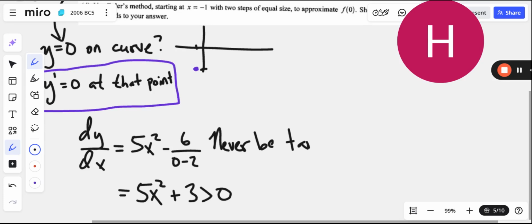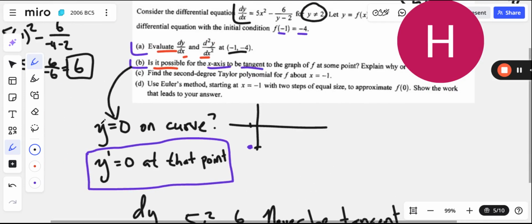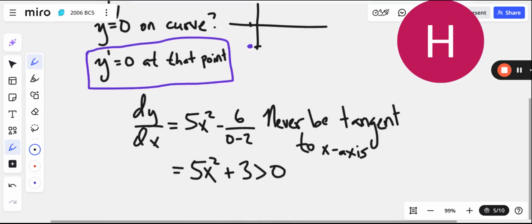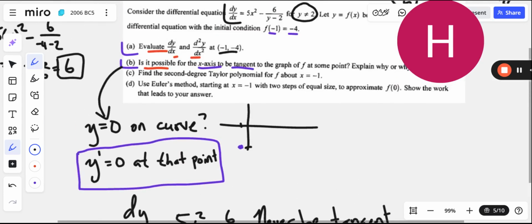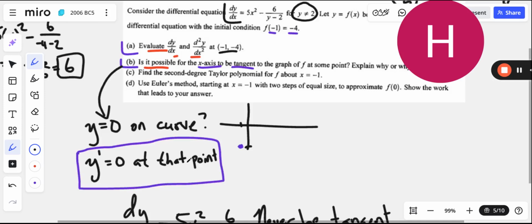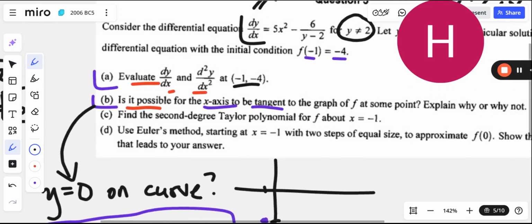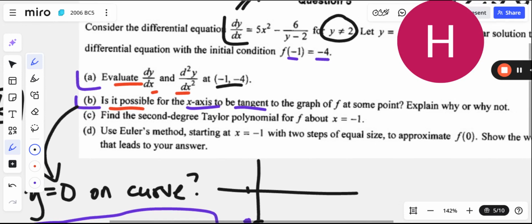Doesn't mean that it won't cross the x-axis, it just won't be tangent to the x-axis. Because if the slope never goes flat, then we're never going to have the same slope as the x-axis. Or rather, I should say, if the slope doesn't go flat when it crosses the x-axis, then it can't be tangent to it. Okay, so kind of an interesting discussion on that one.